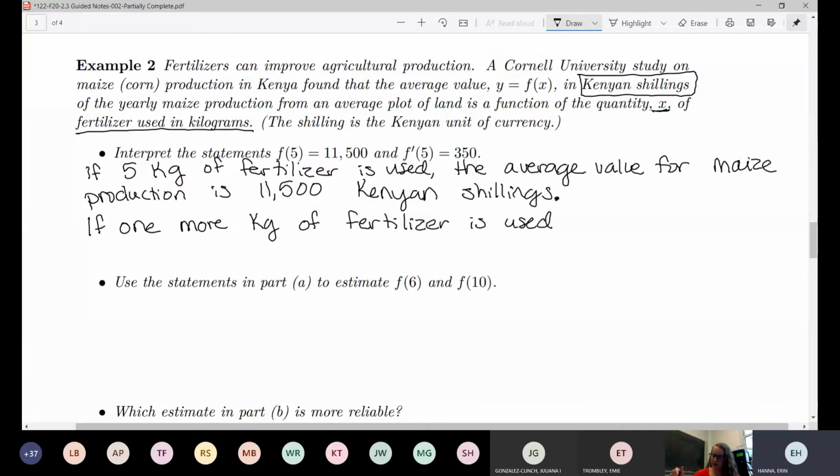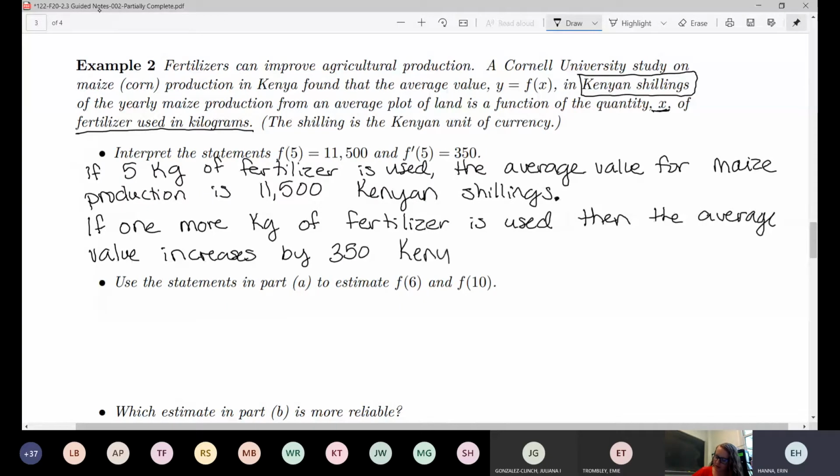Okay, so we started at the 5 kilograms in the previous sentence. If we add on 1 more kilogram of fertilizer, then the y value, that Kenyan shillings amount, is going to increase by the derivative value. So then the average value increases by 350 Kenyan shillings.